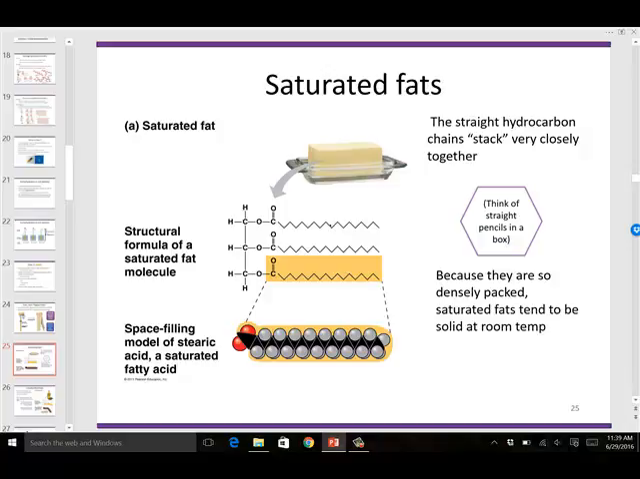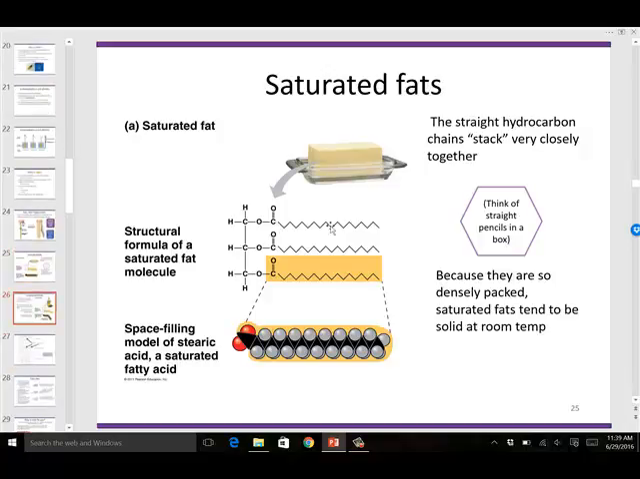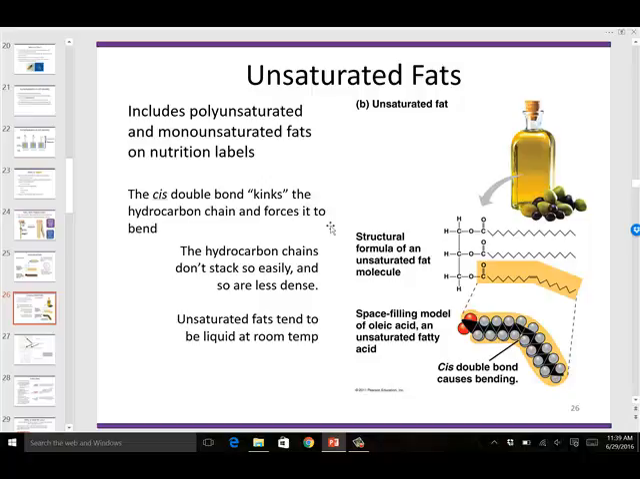And when we look at the physical space that those fatty acid tails take up down here, they are very, very stick straight. Because they are stick straight, they compact easily, they stack easily on each other, and so saturated fats compress, they are dense, and they tend to be solid. They tend to pack very closely and they tend to be solid at room temperature. Although with this weather, if you leave saturated fats out, it's going to melt.